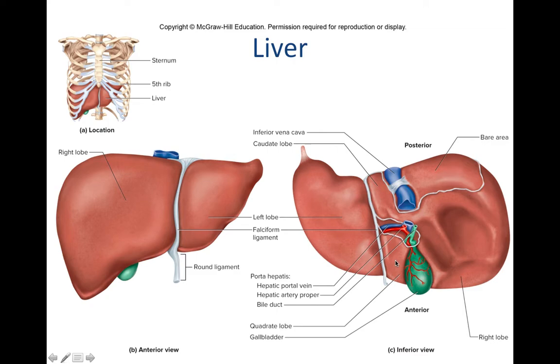Here, next to the gallbladder, we have the quadrate lobe. So this is the fourth one, quadrate lobe right here. And it looks even kind of like a quadrilateral a little bit. And then this would be the other side of the right lobe right here. So 4 lobes of the liver, and then you have the falciform ligament and round ligament.